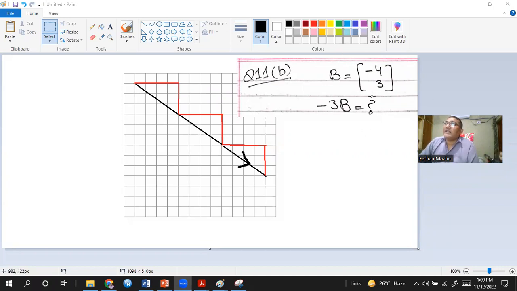So when you multiply it with a negative number, the 4 will become plus 4 and the 3 will become minus 3. When I represent the minus 3B, I will go four steps to the right, three steps down, four steps to the right, three steps down, four steps to the right, three steps down. I will join this starting point with the end point, and that will represent the minus 3B. So that is how you represent the minus 3B on a grid, on graph paper. I hope you understand. And this is how this is done.